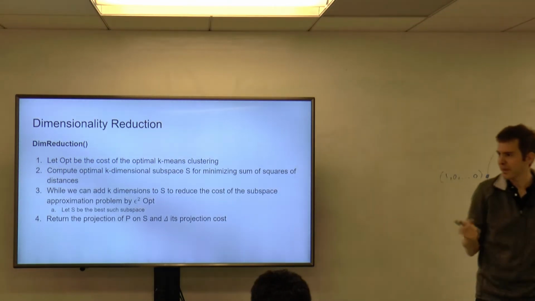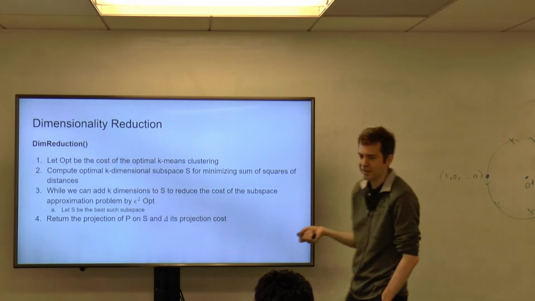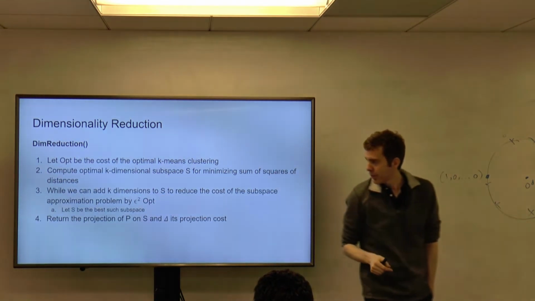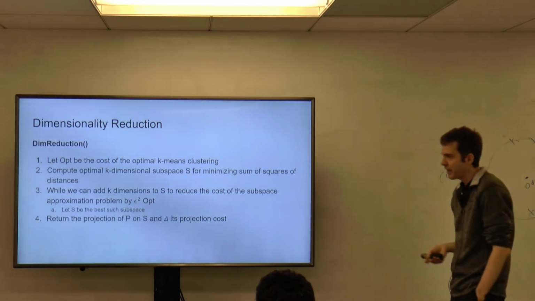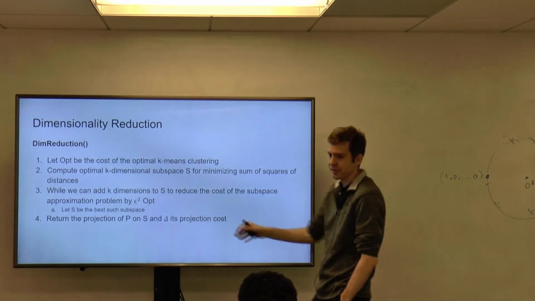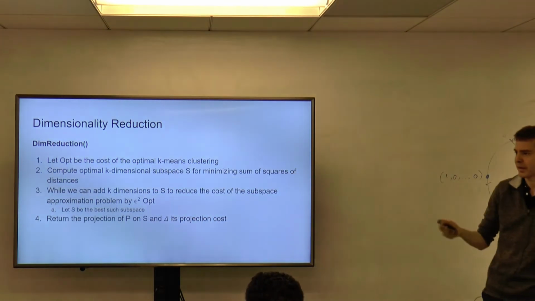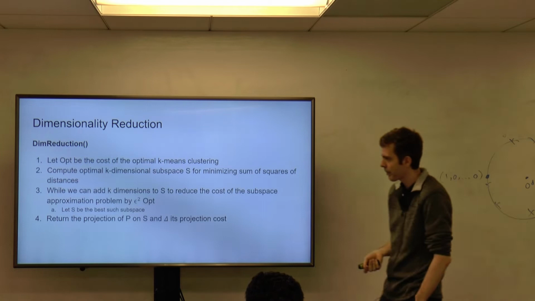Now, how many times can you repeat this? At most 1 over epsilon squared times, right? So the space S that you get at the end is going to be of dimension at most k over epsilon squared. Each time you're adding k new dimensions.